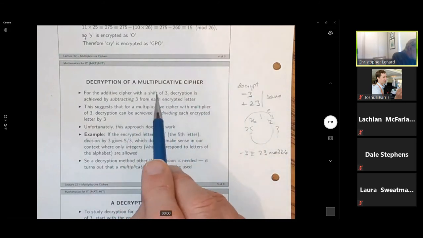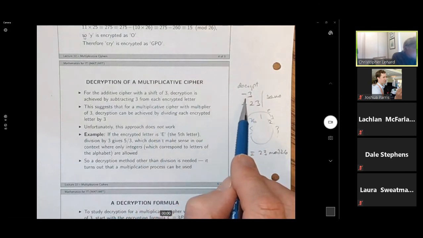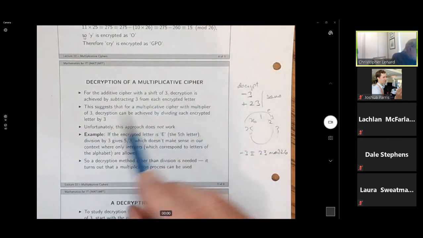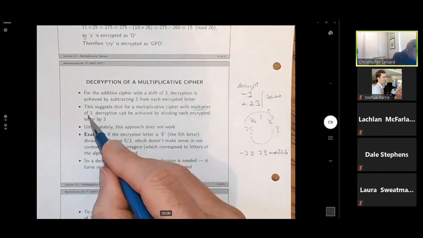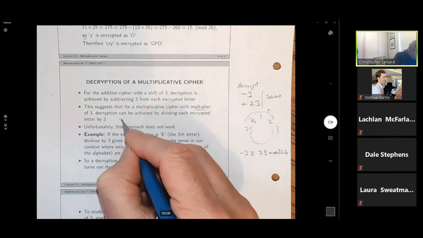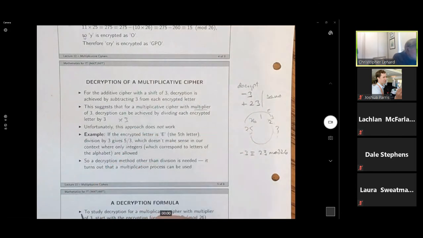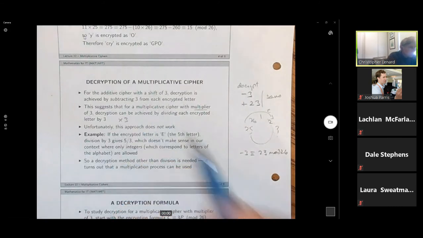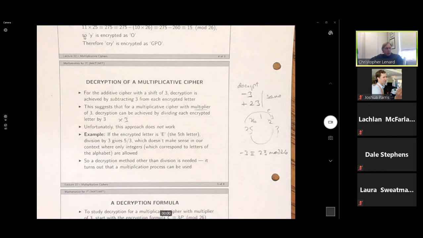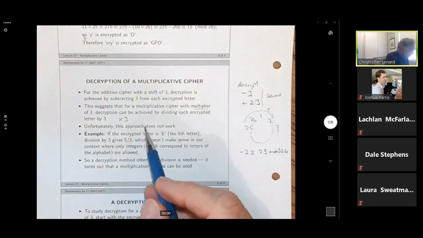So adding 3, how do I decrypt? I do the opposite, subtract 3. Now, with a multiplicative cipher, we're multiplying by 3. So how would you decrypt? Well, what's the opposite of multiplying? It turns out that in ordinary arithmetic, you say, if I want to undo multiplying by 3, let's just divide by 3.